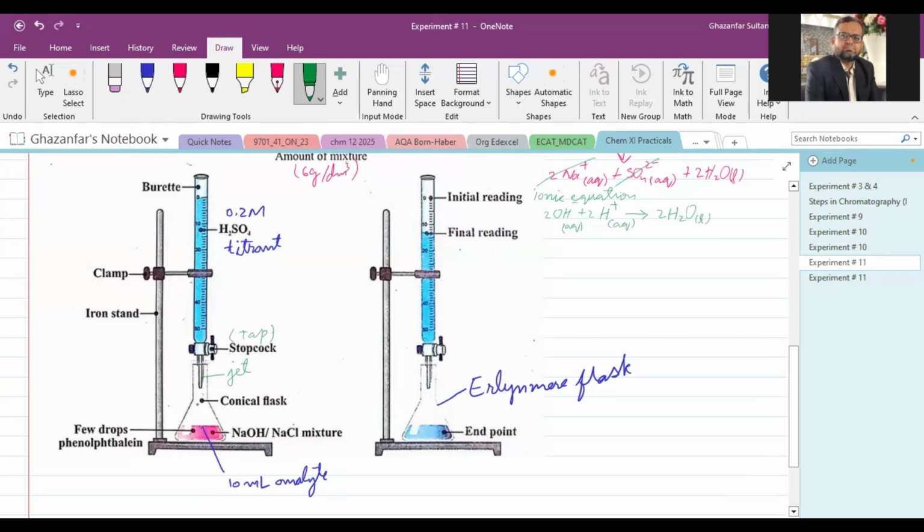And here, this is the Erlenmeyer flask or the conical flask, and this is the barrel of the burette. This is the clamp. This is the iron rod, and this is the base of the stand. Collectively, this is called the iron stand. And how we perform this titration is written on the next page in the procedure that you will write.